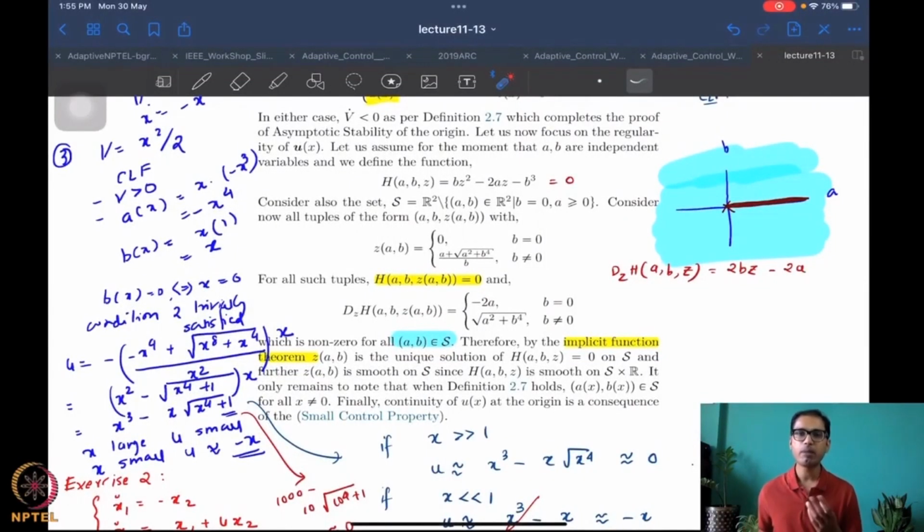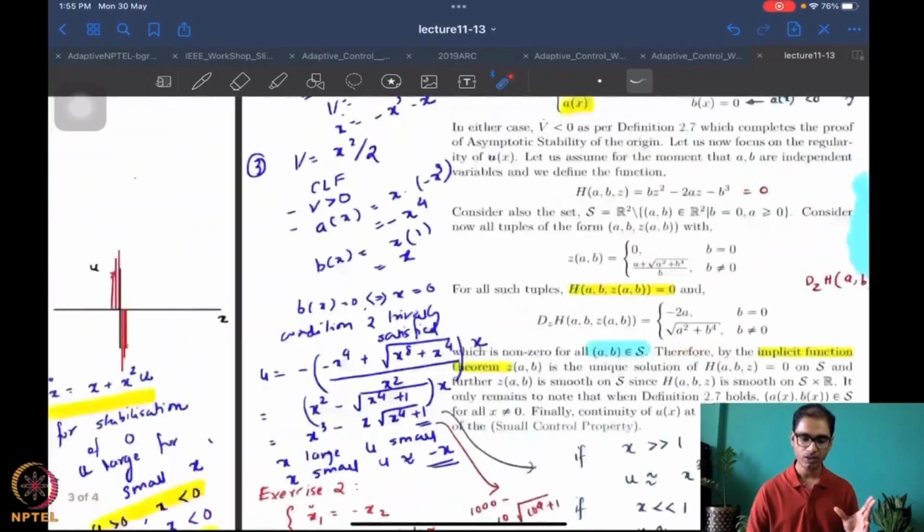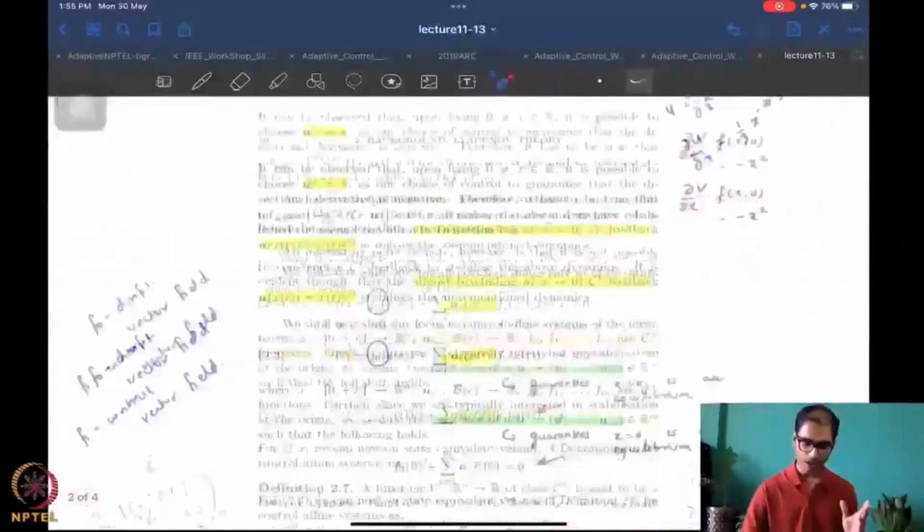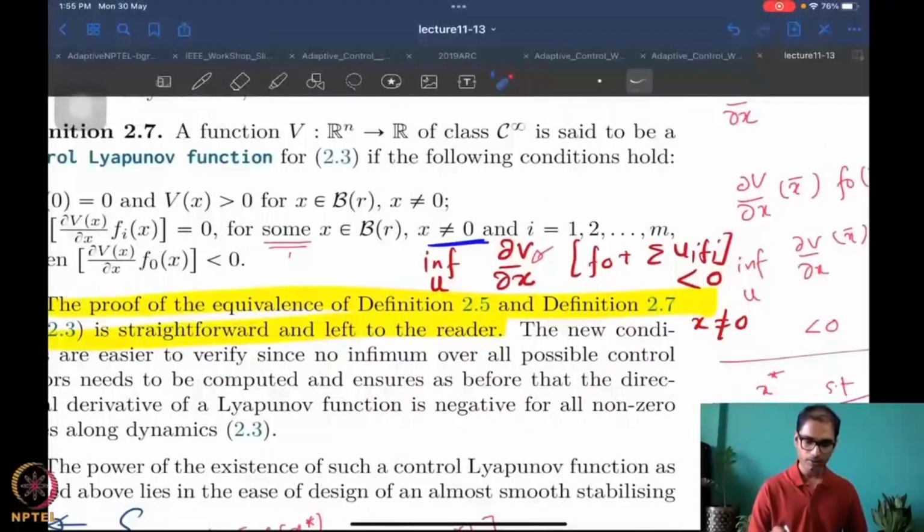What do we need to remember? We need to remember that there are two aspects to a control Lyapunov function. One is that it is a function such that if I take the infimum over all possible controls of V dot, then it has to be negative definite. This is what a control Lyapunov function is. This is what I need for a function to be a CLF.